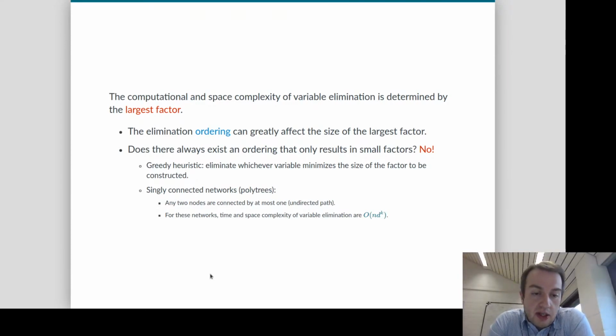There is also one special case which arises when the Bayesian network is a singly connected network or a polytree, which is a kind of network in which any two nodes are connected by at most one undirected path. So if you just remove the arrows and just consider links between nodes, if there is no cycle, that means any two nodes are connected by at most one path, then you have a singly connected network. And for this network, you can show that the time and space complexity of this algorithm would be only linear in n, the number of variables, and exponential only in the largest number of parents, which is k, that a variable can have.